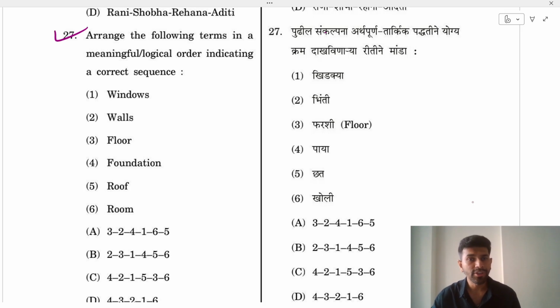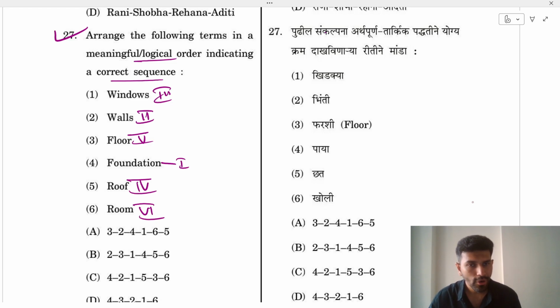Next, arrange the following terms in a meaningful or logical order indicating a correct sequence. Window, wall, floor, foundation, roof, room. पहले foundation बनेगा, फिर walls, फिर windows, फिर बनेगा roof, 4th point, फिर floor बनेगा 5th point and फिर room complete होगा 6th point. So the correct sequence is 4, 2, 1, 5, 3, 6. So option C is the correct answer.